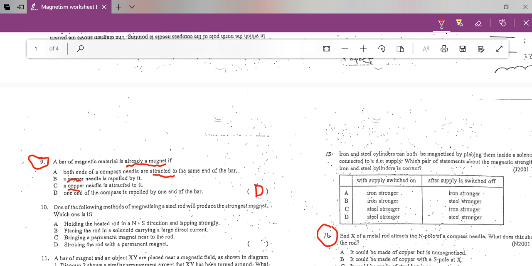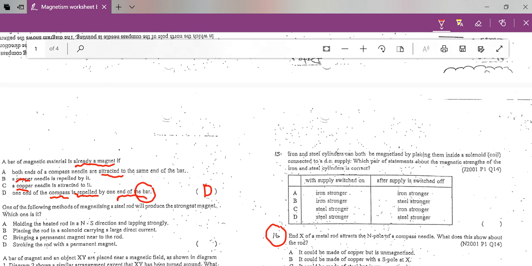One end of the compass is repelled. Right word. Repelled by one end of the compass. Compass, remember, is a magnet. Is repelled by another end of the bar. If it repels, the compass is a magnet, and once the magnet is repelled by the end of a bar, that tells me the bar is a magnet. Okay, let's look at the next one. Question 16.